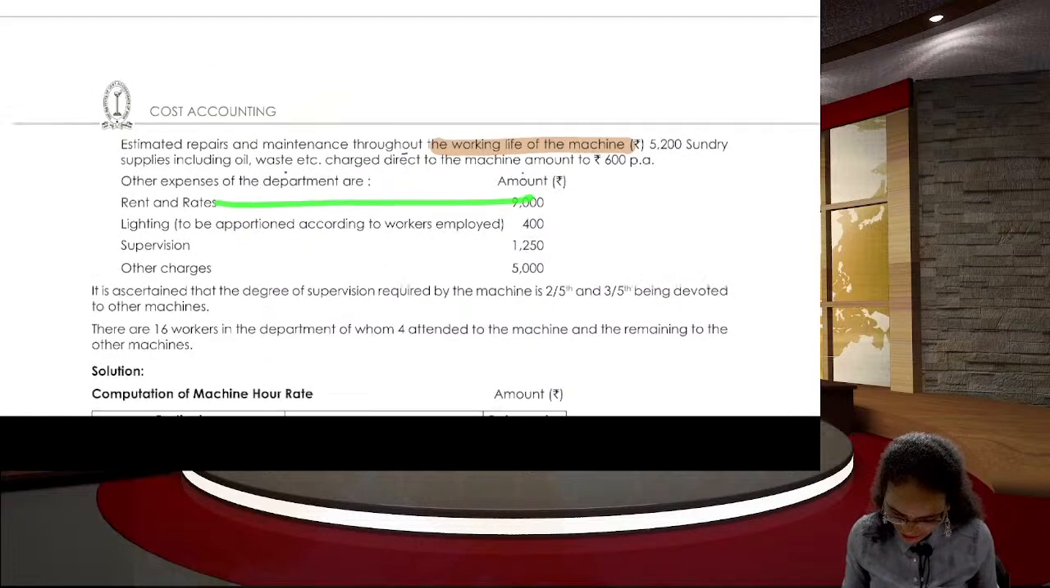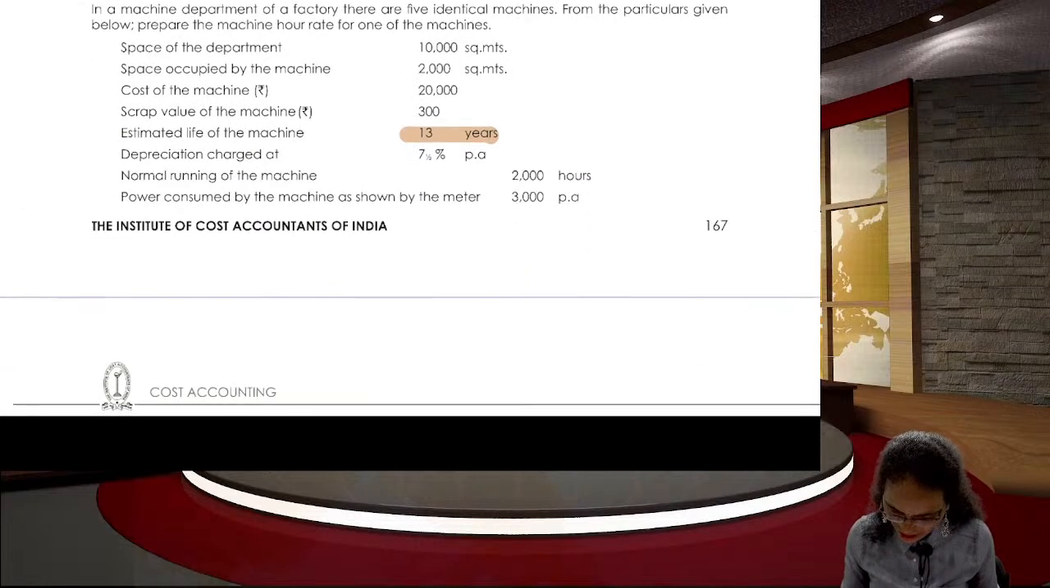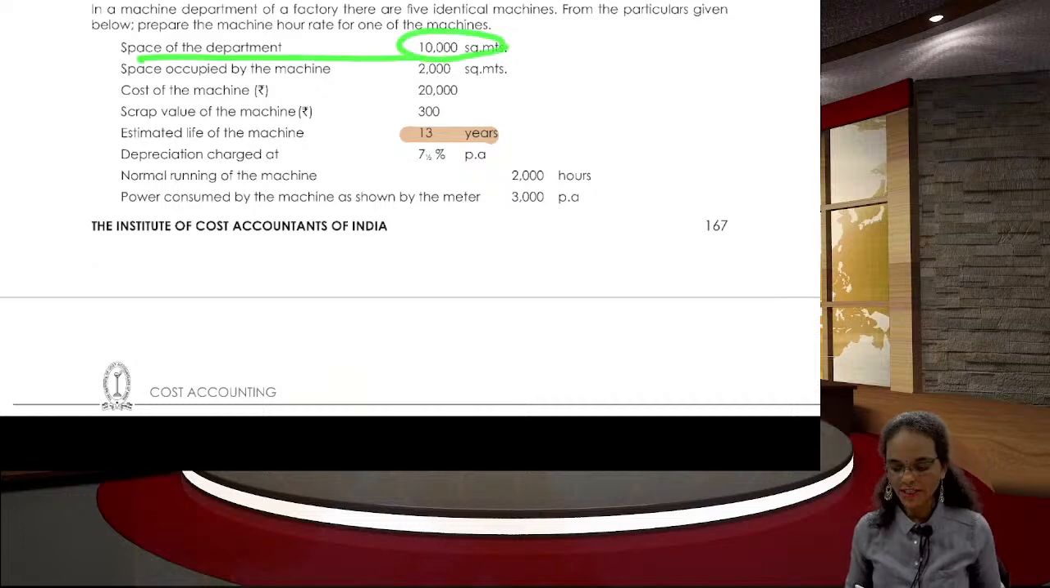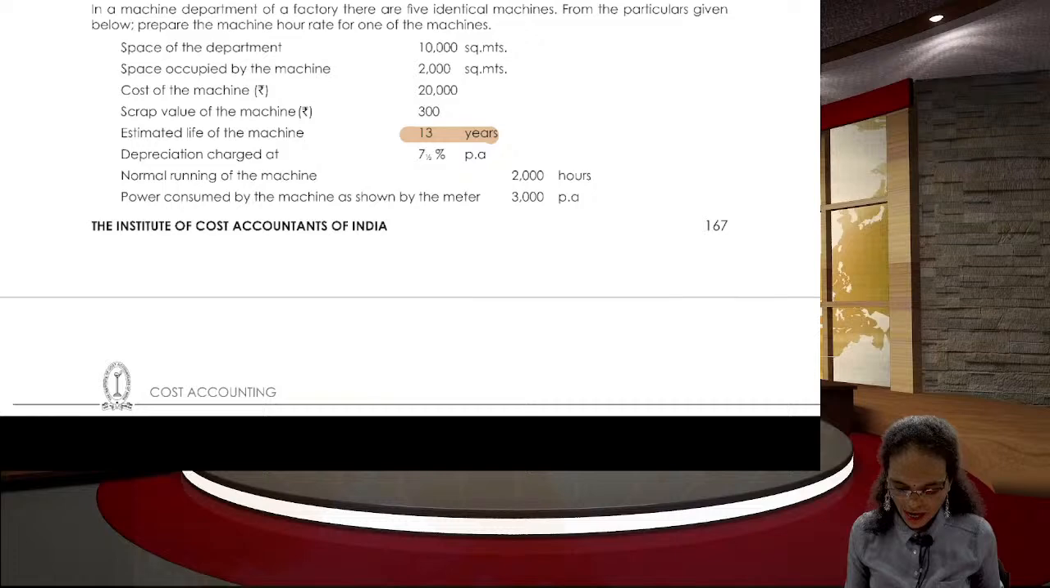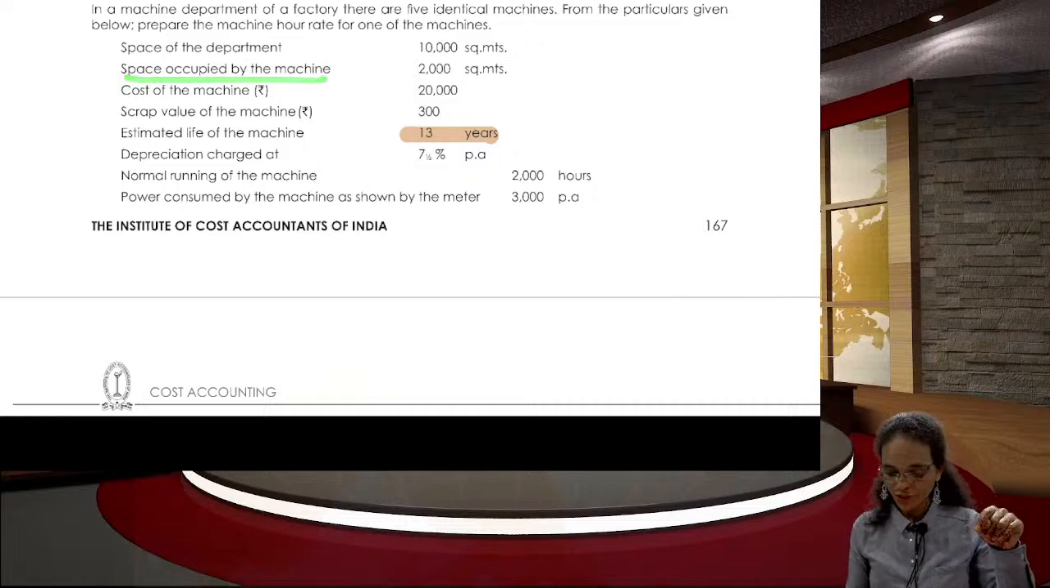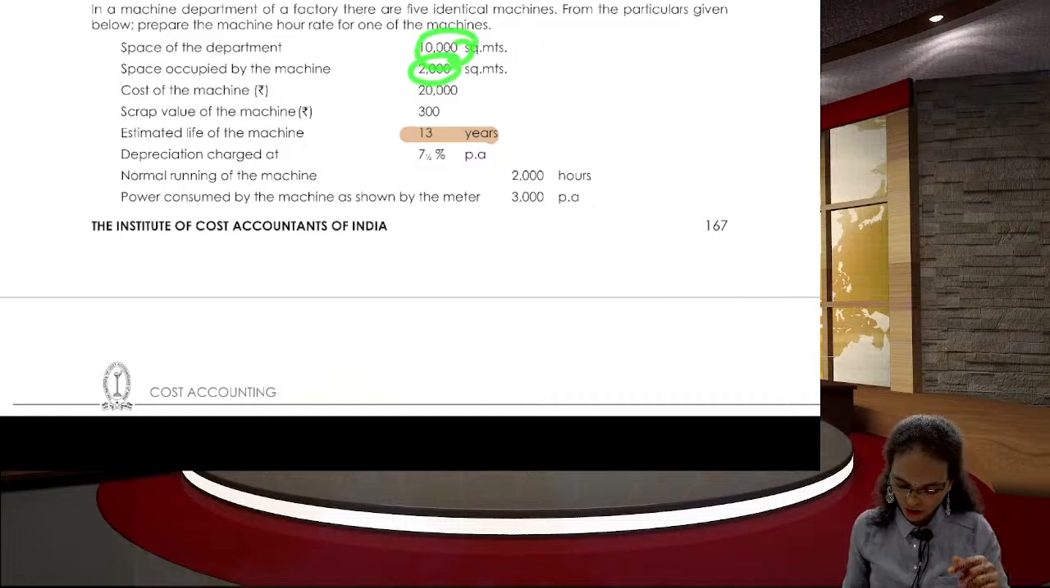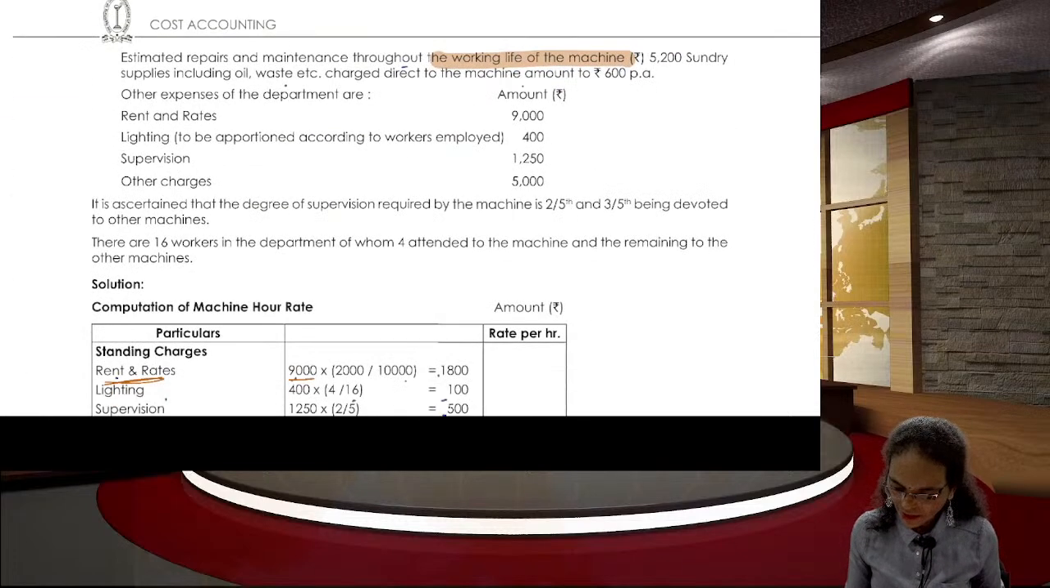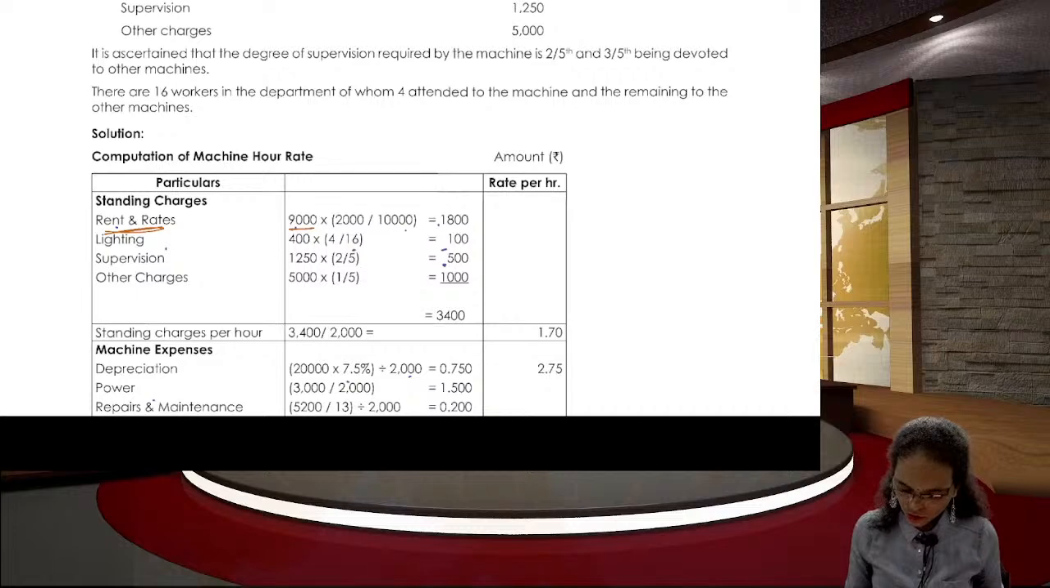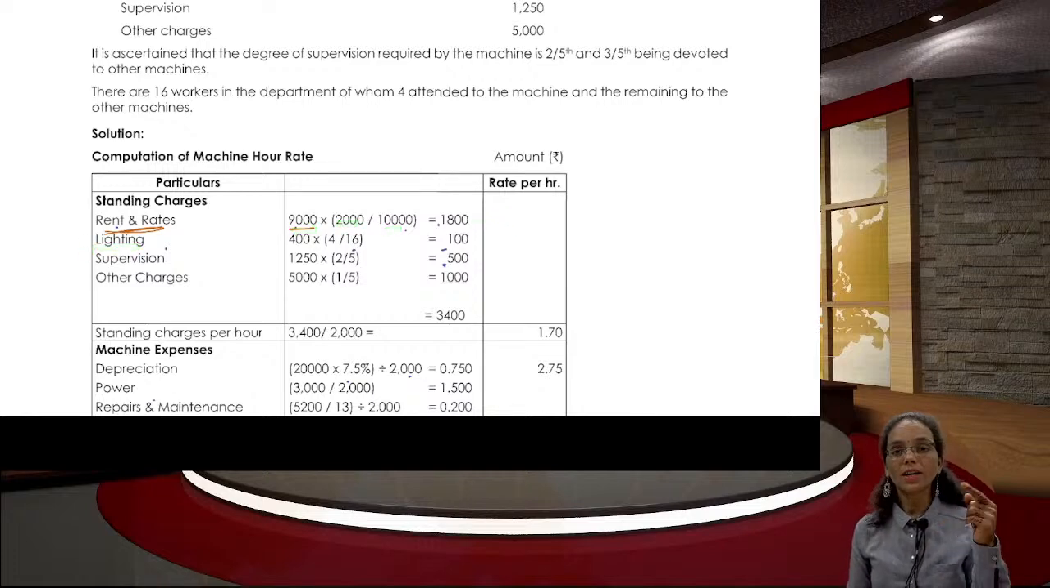Where is the floor area given? See, total space of the department is 10,000 square meters, and space occupied by this machine is 2,000. So 2,000 divided by 10,000 into 9,000. This is the rent. Lighting is on the number of light points.